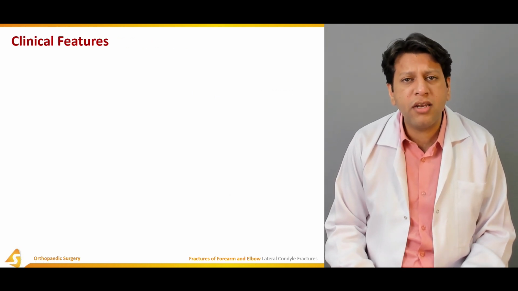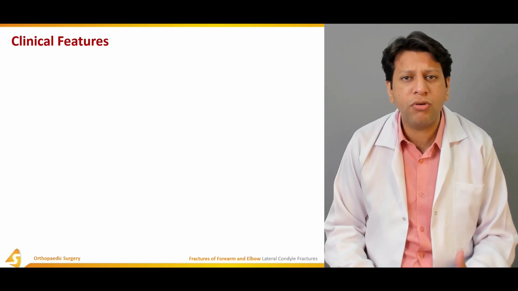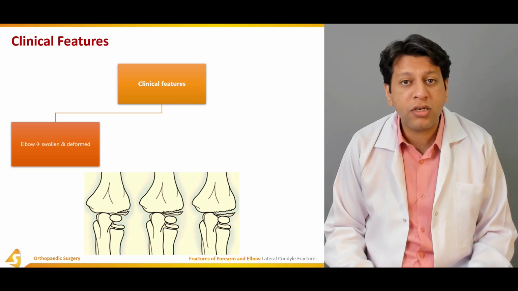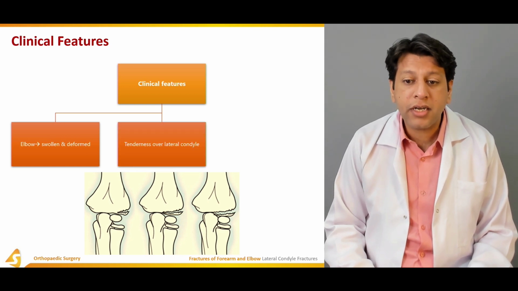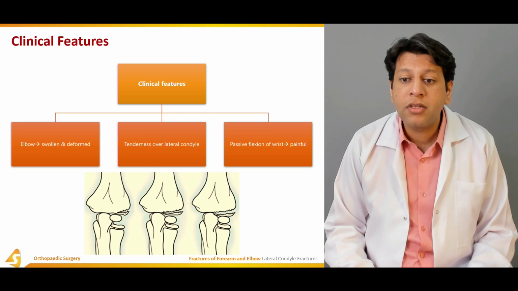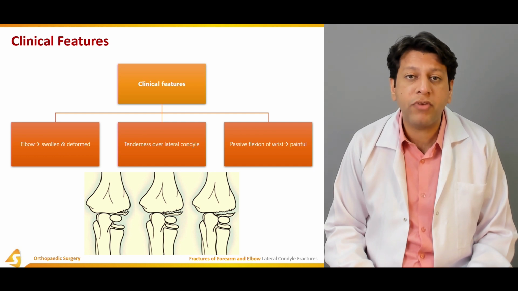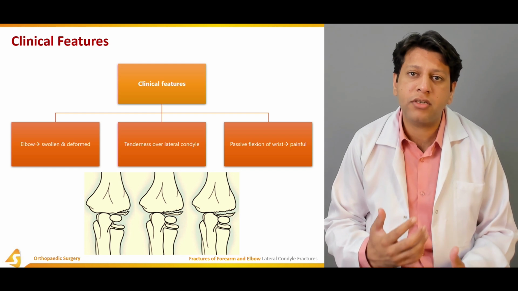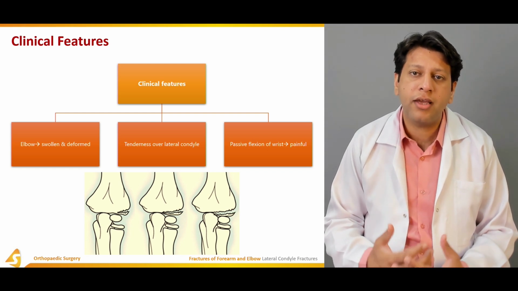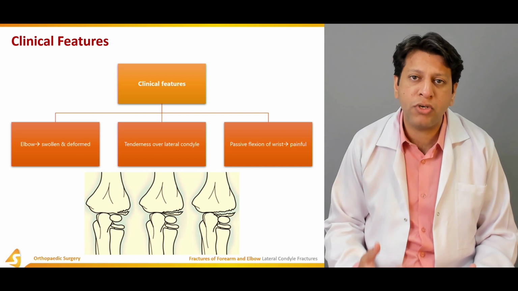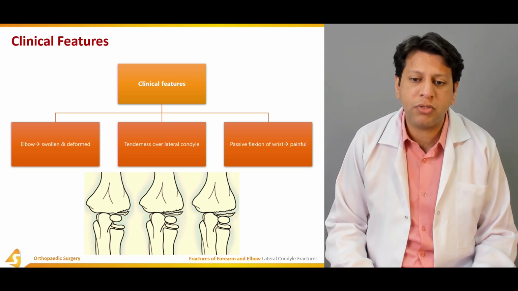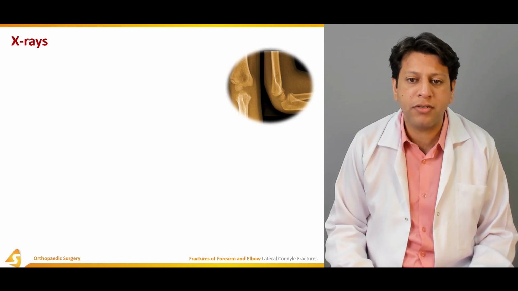So coming to the clinical features, what else we need to look at: the elbow would be swollen and deformed, with tenderness over the lateral condyle, and passive flexion of the wrist would be very painful. Usually the patient resists flexion and extension of the elbow joint, and this resistance due to pain is an indication that there may be underlying fracture fragments causing a lot of pain.